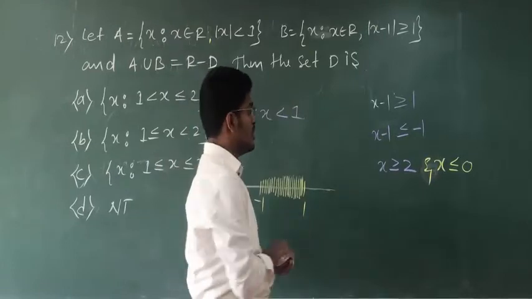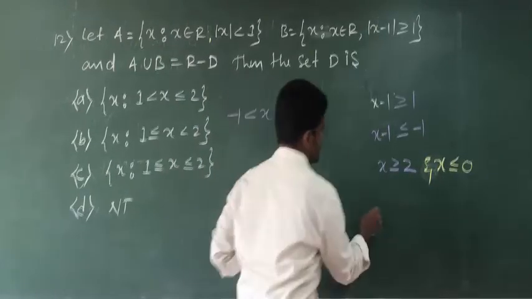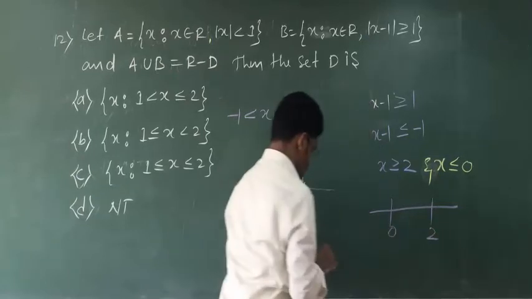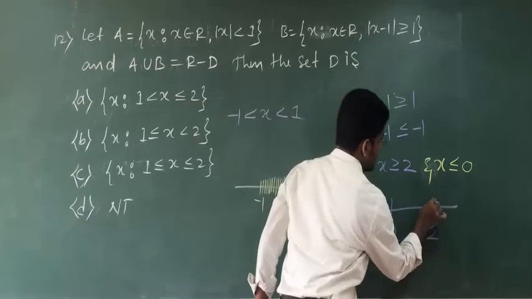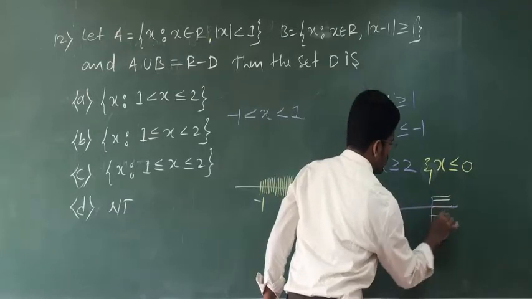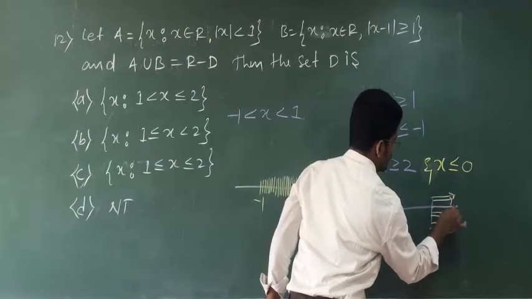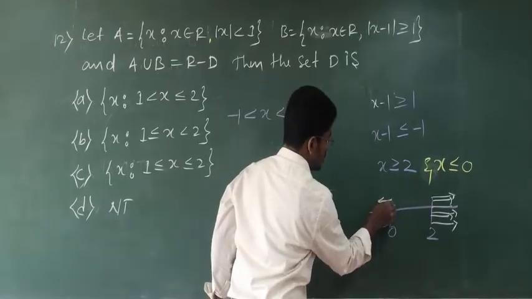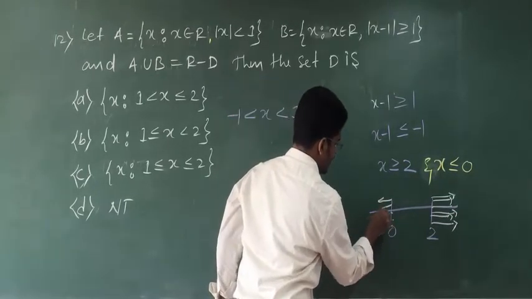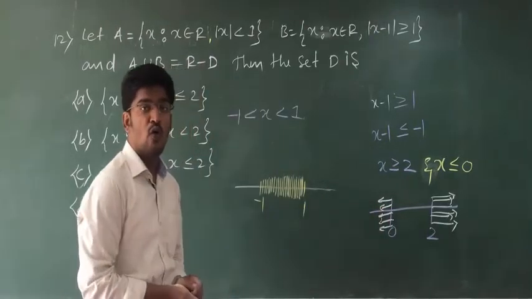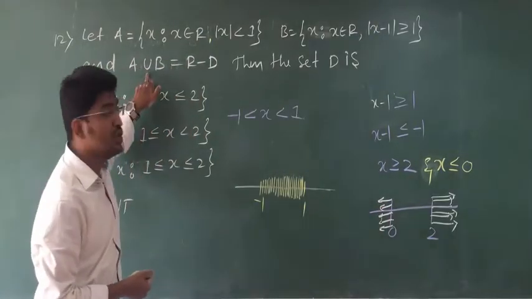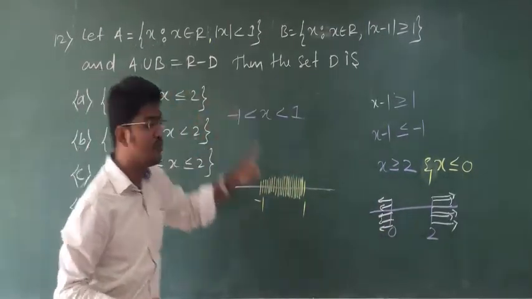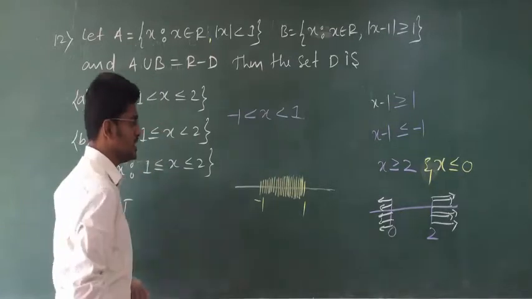I will also draw a number line of this. This is 0, this is 2. X is greater than or equal to 2, it goes this side. X is lesser than or equal to 0, it comes on this side. Okay, now what I will do, I will make the union of these two number lines. What are you going to get? See here.